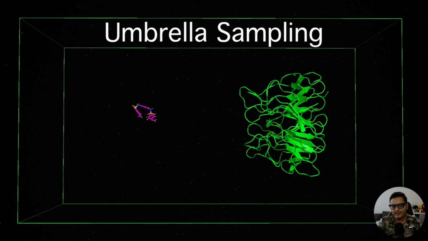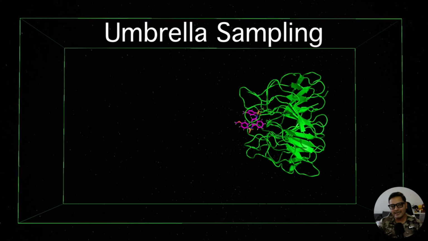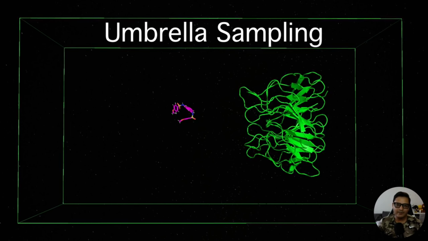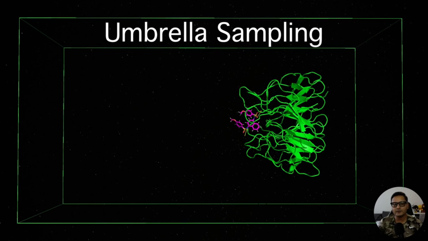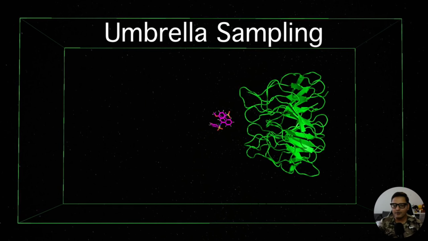So it gives you detailed mechanistic insights, and by analyzing the potential of mean force along different reaction coordinates, you can gain a detailed understanding of the mechanism of binding, including the role of water molecules, the ion interactions, or any conformational flexibility of the protein.